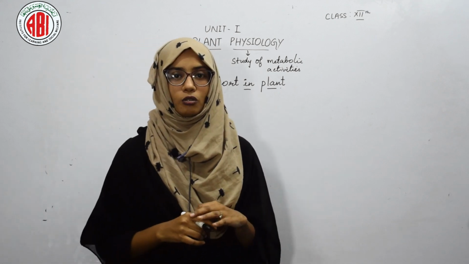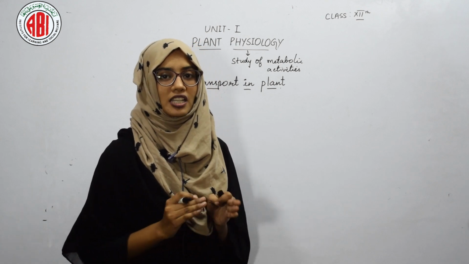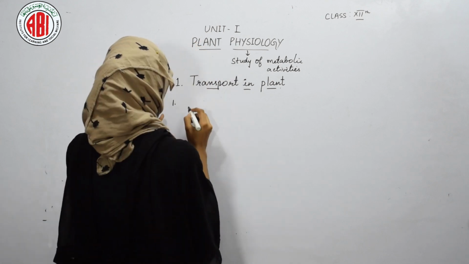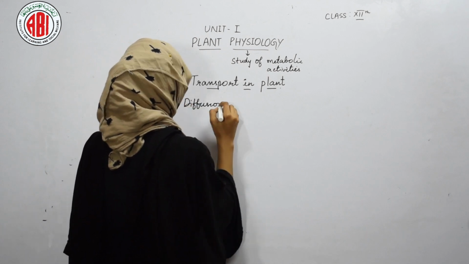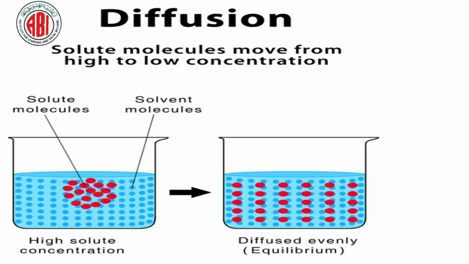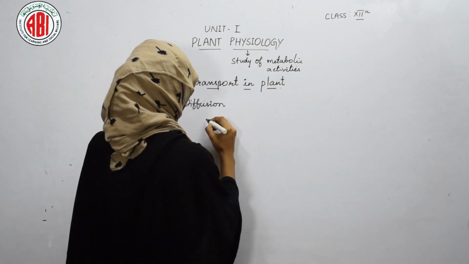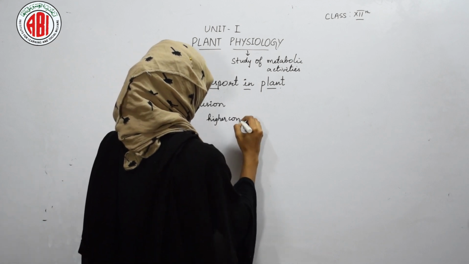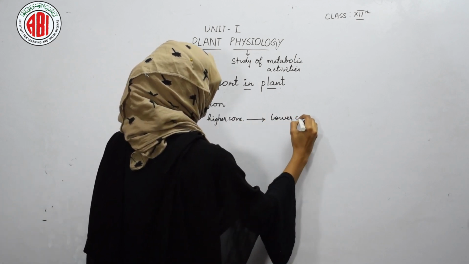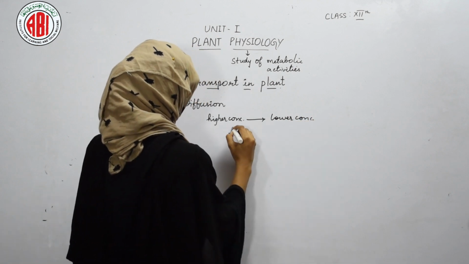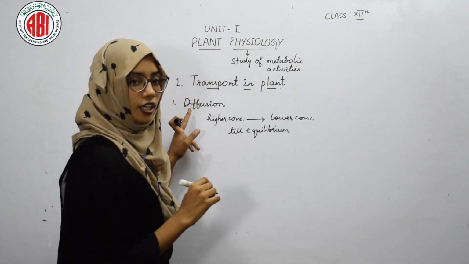Now we will study the processes which come under the passive type of transport. The first process is diffusion. Diffusion is a passive type of transport, and it is defined as the movement of the solute particles from a region of higher concentration to a region of lower concentration till it reaches equilibrium. As we have already studied, in passive transport the solute particles move from higher concentration to lower concentration till equilibrium. So this is called diffusion.